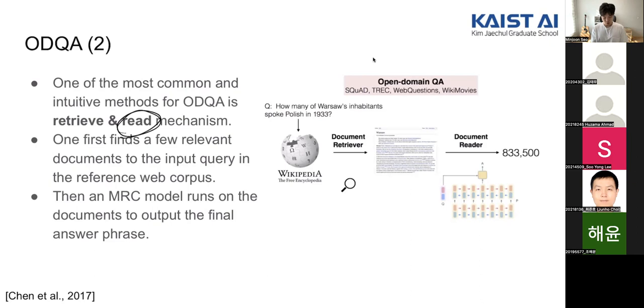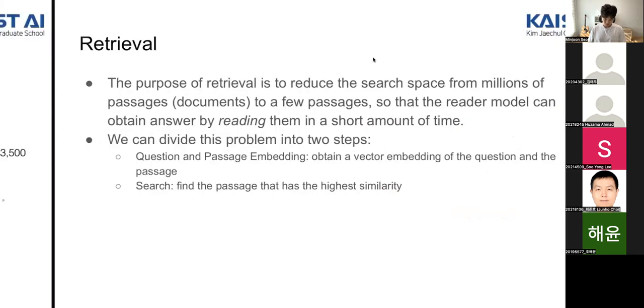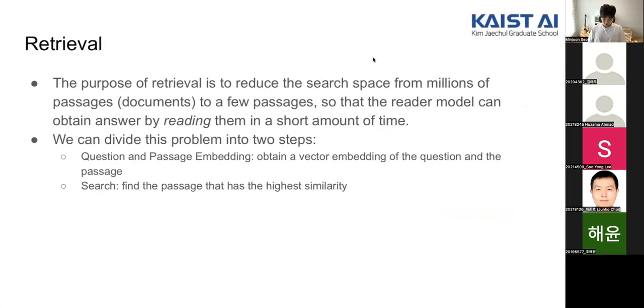Then the question is how we can retrieve, and how do they interact with each other? One first finds a few relevant documents to the input query in the reference web corpus. So it's like a search engine. You're given a question and then you find a few documents that are related to the question. And then an MRC model runs on the documents to output the final answer phrase. Quite simple, right? It's basically a pipeline model where you reduce the search space. But now, of course, we need to delve more into how retrieval works.